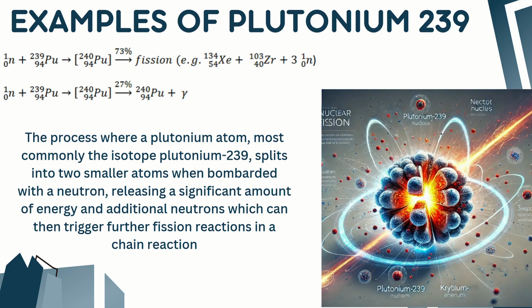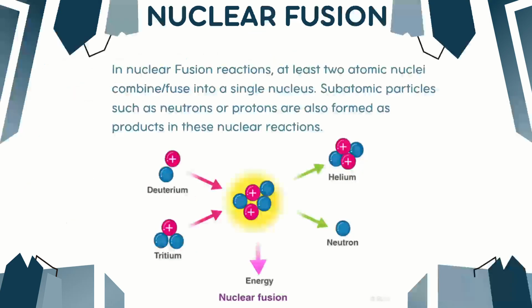Now let us move to nuclear fusion. Nuclear fusion is a process where two light atomic nuclei combine to form a heavier nucleus. Unlike fission, which splits atoms, fusion joins them together. Fusion releases even more energy than fission and is the process that powers the sun and other stars.